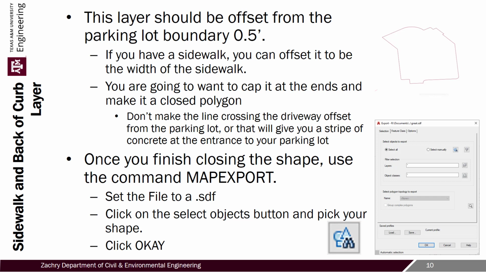Now, if you want to also add in a sidewalk, this would be a good time to do that. You just have to add that into your design after you offset. I'll show you what I do right here. And you'll make it a closed polygon. Then the command that we're going to use for each of these is going to be map export. And so we'll just type in map export. It will allow you to export in a lot of different formats.